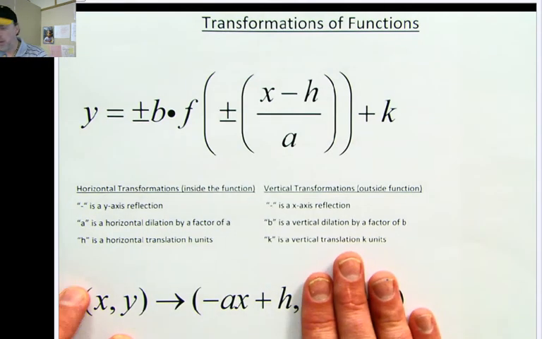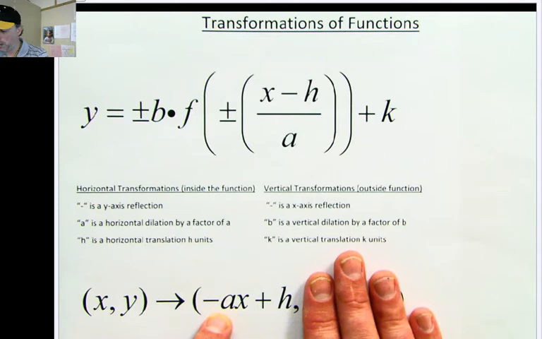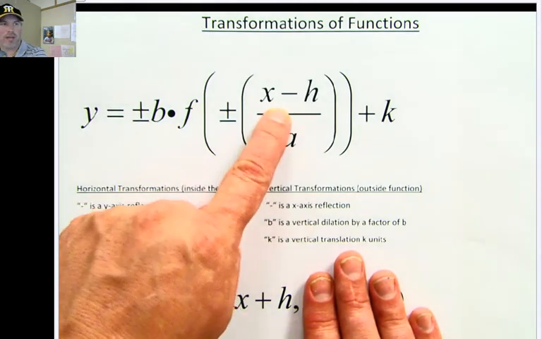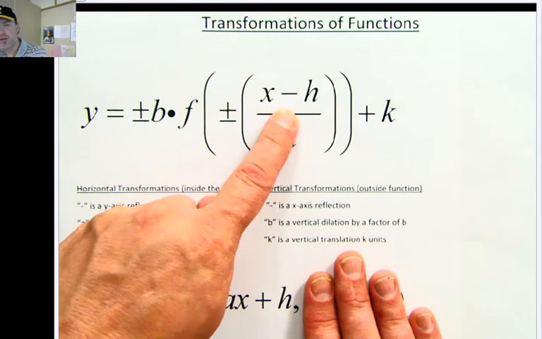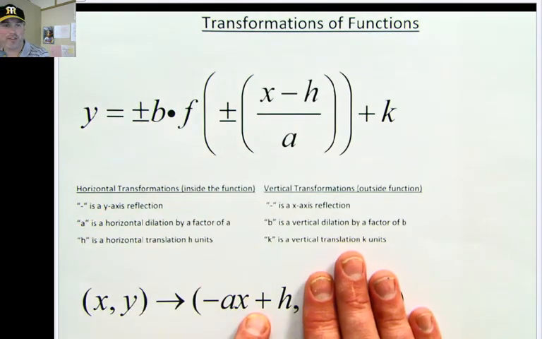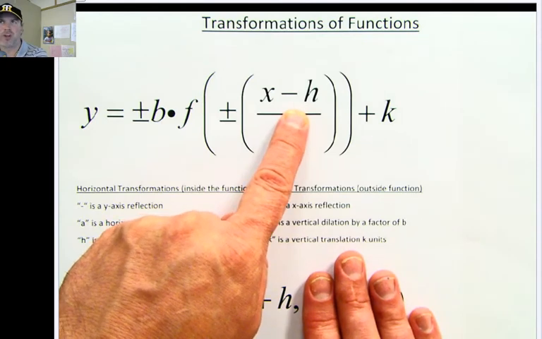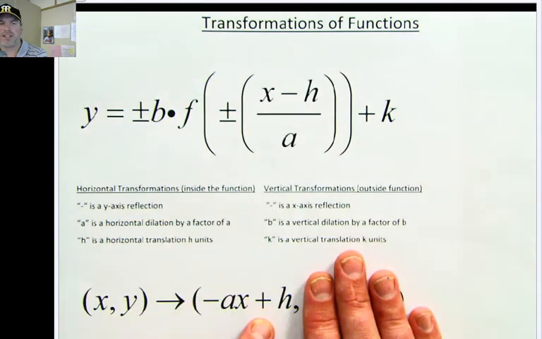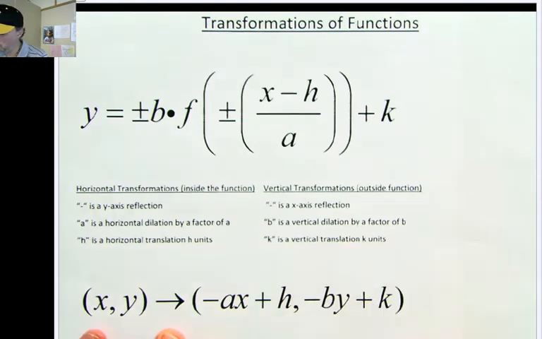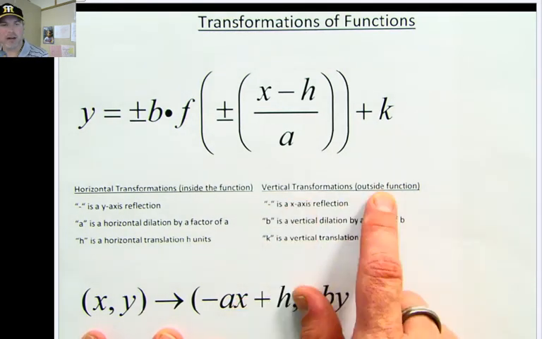So if you're going to physically work what's happening to the coordinates, you first multiply the coordinate by the dilation and the reflection, so you get this negative x, and then because it's going h units, and they already took care of the minus within the equation, you would add h to it. For example, if this was x minus 2, it's going right 2, which means you need to add 2 to all the x coordinates. Yeah, kind of confusing.